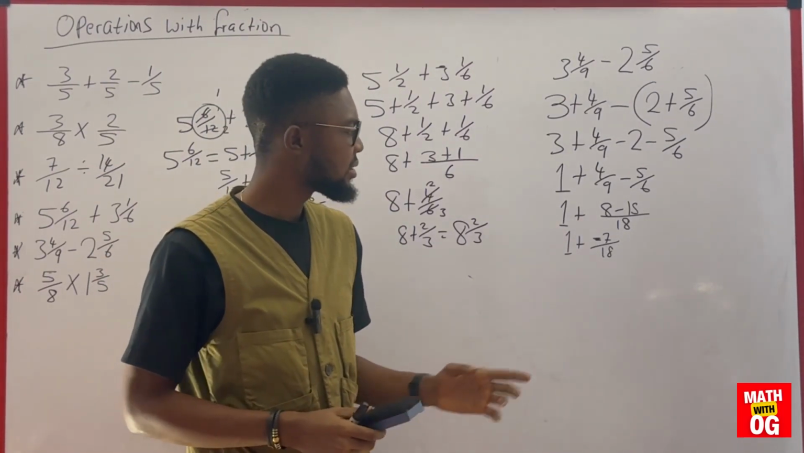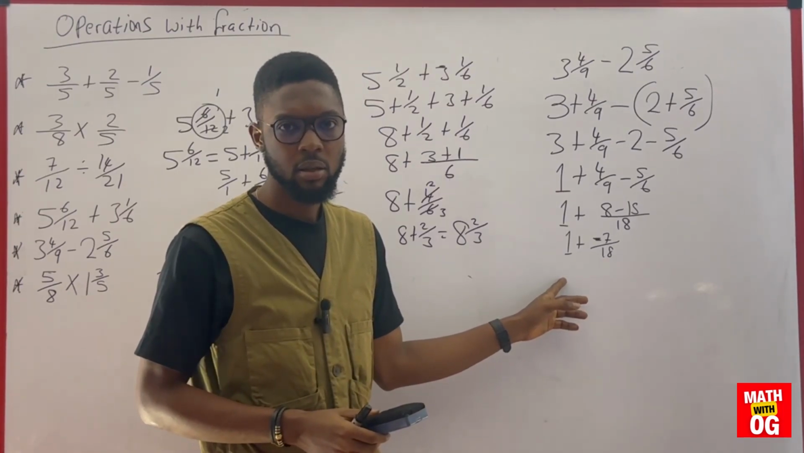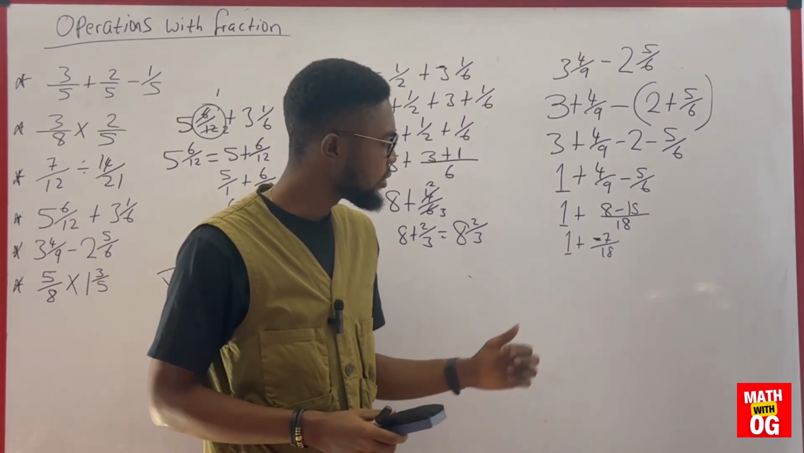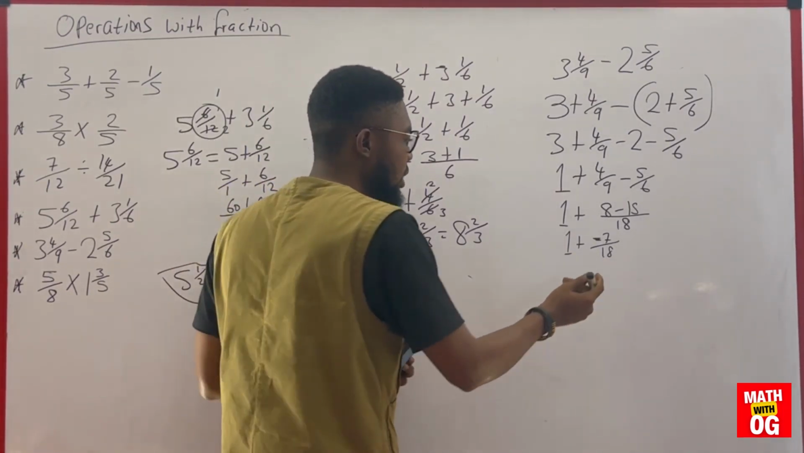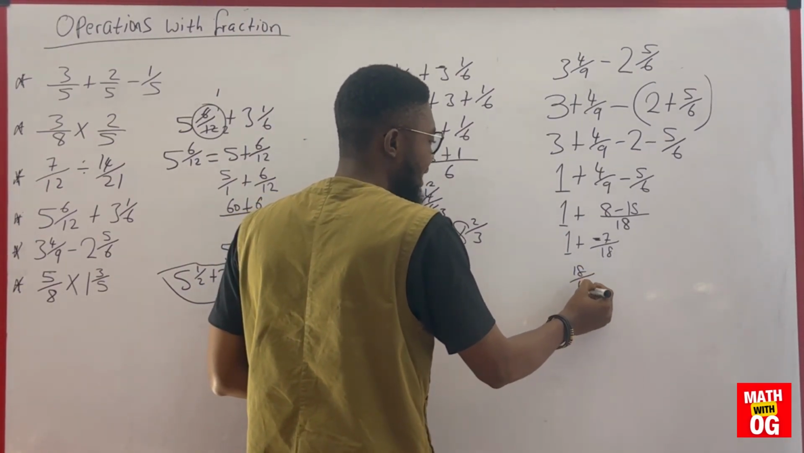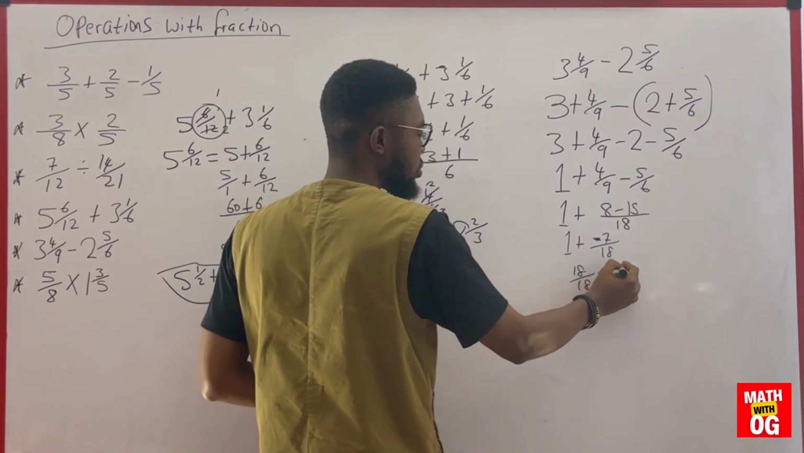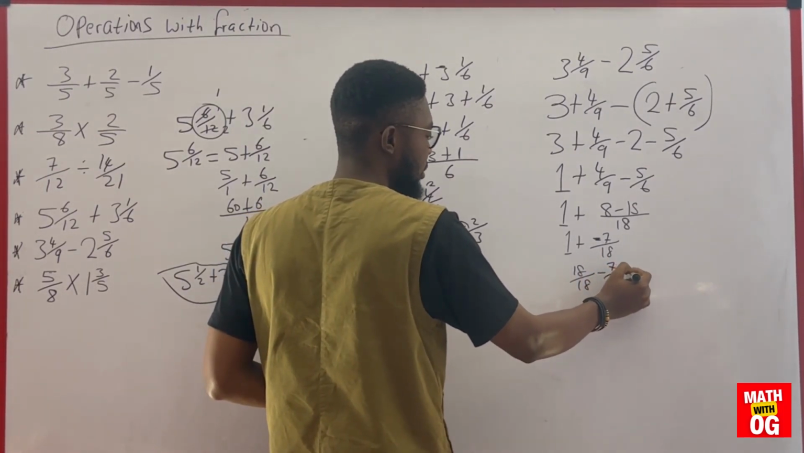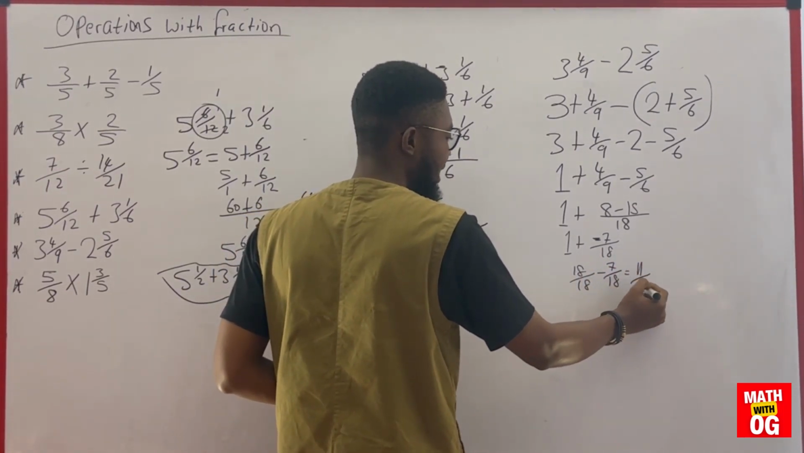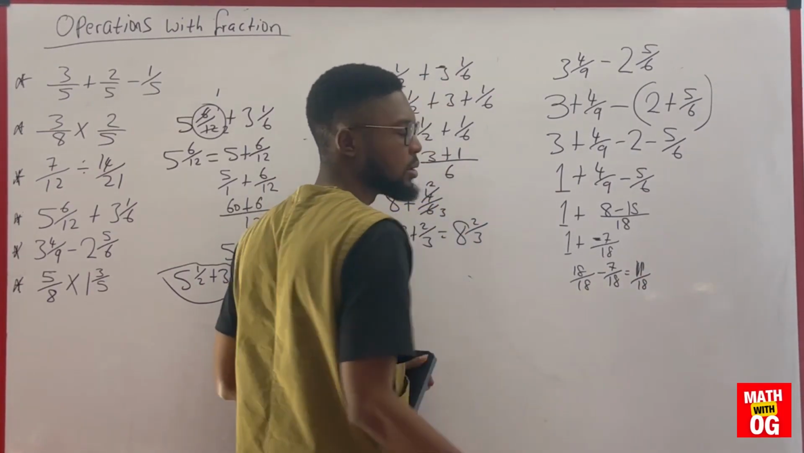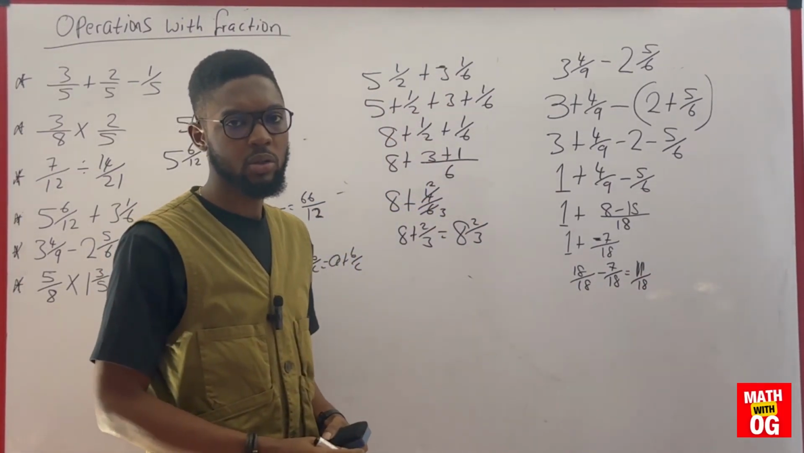Now 1 is the same thing as 18 over 18. So I can change this 1 to 18 over 18 so that I can have the same denominator with this guy. Then you have a minus what? 7 over what? 18. So this will give us what? 11 over 18. So that's the answer to the question.